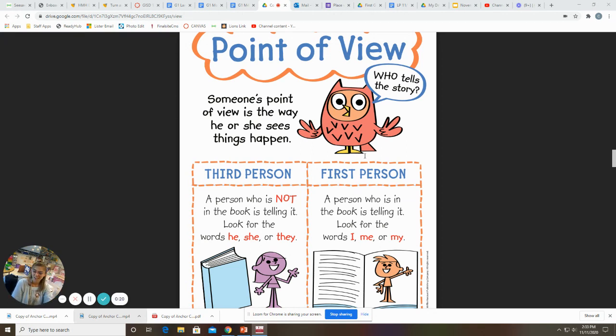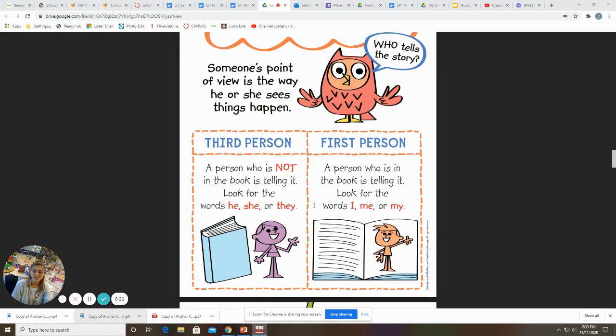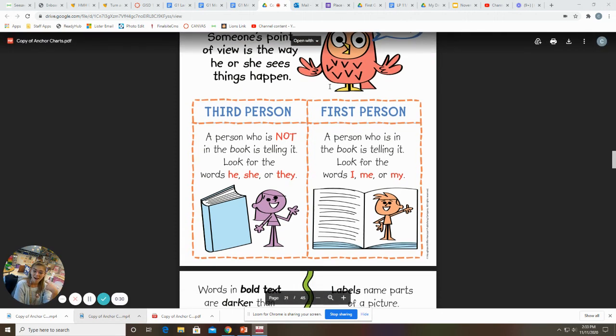So third person is a person who is not in the book. They are called the narrator. So they are going to use words like he goes to the store, or she is at the mall, or they are eating at the park. First person is I. So a person who is in the story is telling it.